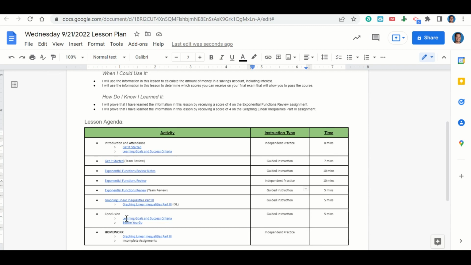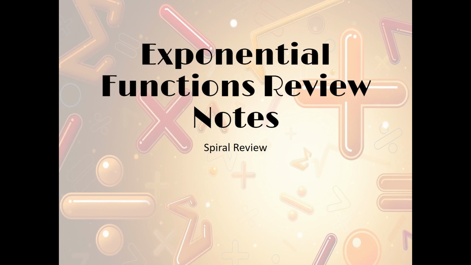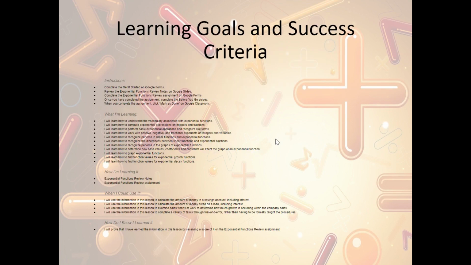And then at the end of class, we'll go back over our learning goals and success criteria, and while you fill out your Before You Go, your homework is to complete the Graphing Linear Inequalities Part 3 assignment and any incomplete assignments that you may have. Let's take a look now at our Exponential Functions Review Notes. Our notes begin with the learning goals and success criteria.